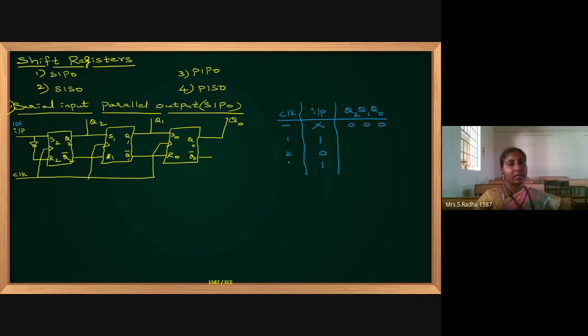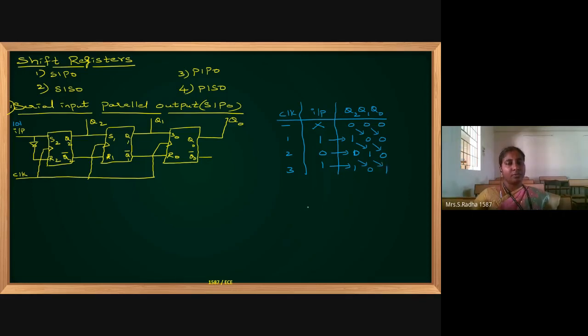First clock, second clock, third clock. So what will happen? This bit will go inside, 1 will come. This bit will be shifted. Next time this 0 will go inside, and the bit will come over here and be shifted to the next place. And here, this 1 will go inside, then this 0, and this 1 will be shifted.